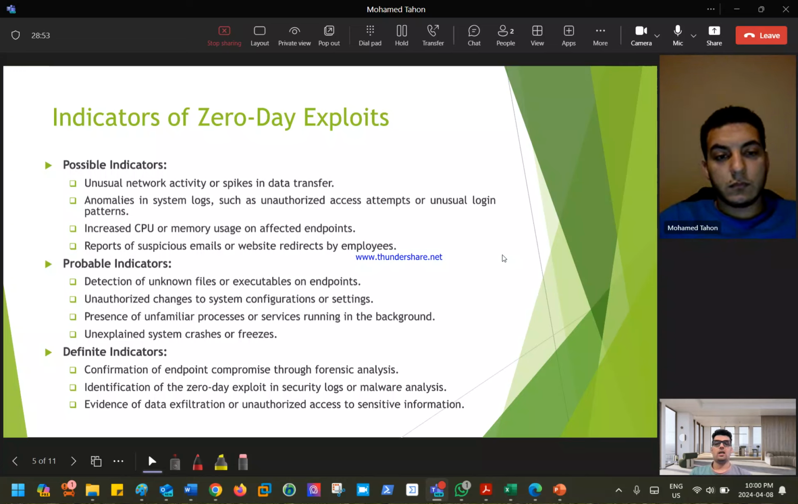So what are the definite indicators of this attack? Confirmation of endpoint compromise through forensic analysis. This is the best way to identify that yes, this is definitely an endpoint zero-day attack. We check the logs for the zero-day exploit and confirm that this log is coming from this source and is unauthorized, and from that we can say that yes, this is definitely an endpoint zero-day exploit. Evidence of exfiltration and unauthorized access to sensitive information can also indicate a zero-day exploit.